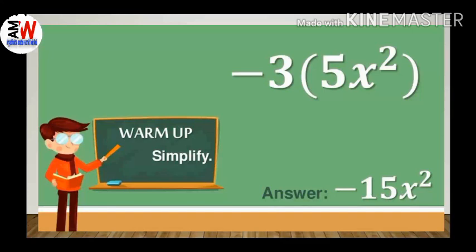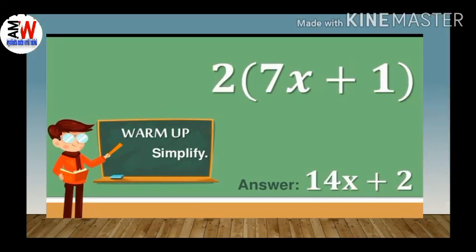Today we are going to learn about the 8th standard lesson, special products. First we have to simplify some warm-up problems. See here, minus 3 bracket 5x square. The answer is minus 3 5s are minus 15x square. Next, one more problem: 2 bracket 7x plus 1. Multiplying a monomial by a binomial: 2 7s are 14x plus 2 1s are 2. So this is a simple example of special product.